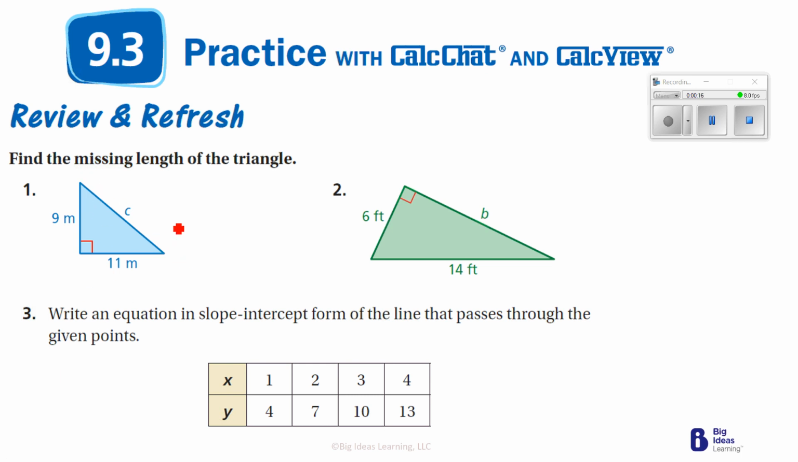We're using the Pythagorean theorem, which is a squared plus b squared equals c squared. A squared is going to be 9 squared, which is 81. B squared is going to be 11 squared, which is 121.